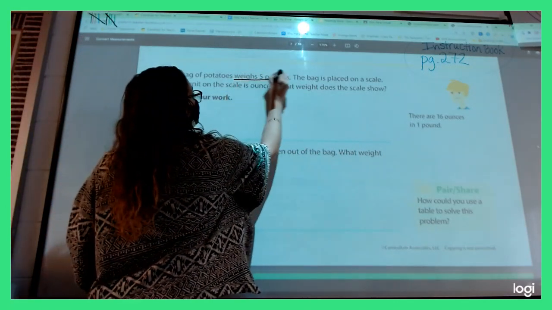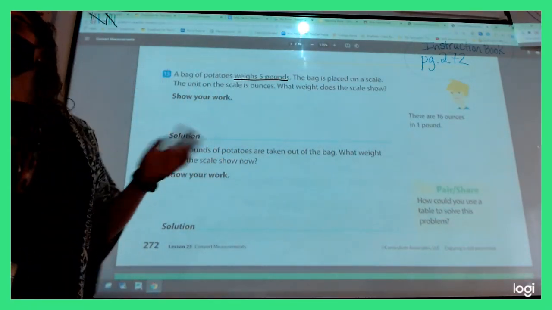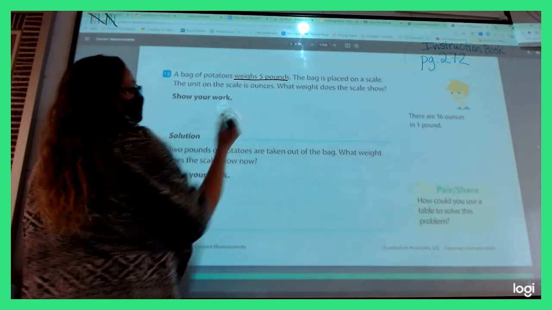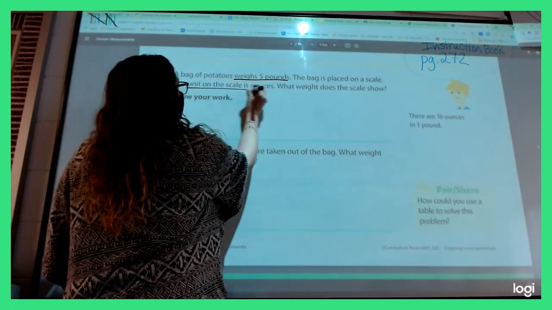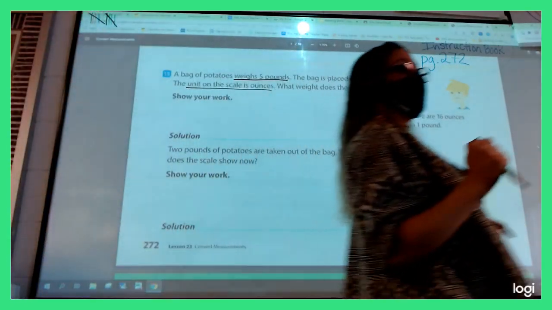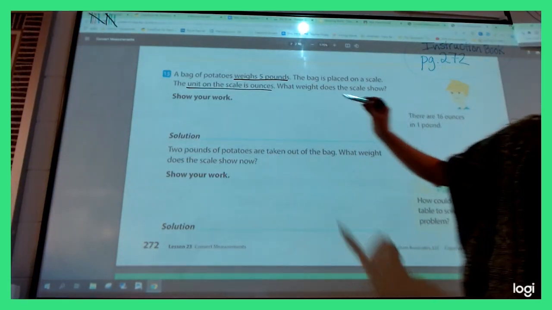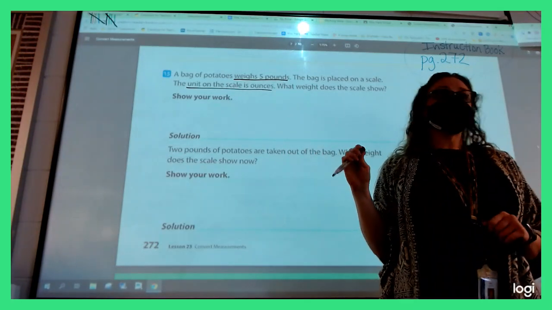So our potatoes weigh 5 pounds. The bag is placed on a scale. That's not important, right? We don't need to worry about that. The unit on the scale is ounces. Is that important? Yeah. That is important. So the scale shows in ounces. What weight does the scale show? It won't write it in pounds. It's only going to show it in ounces. So what do we have to do to 5 pounds to figure out our answer? Noah? Times it by 16.